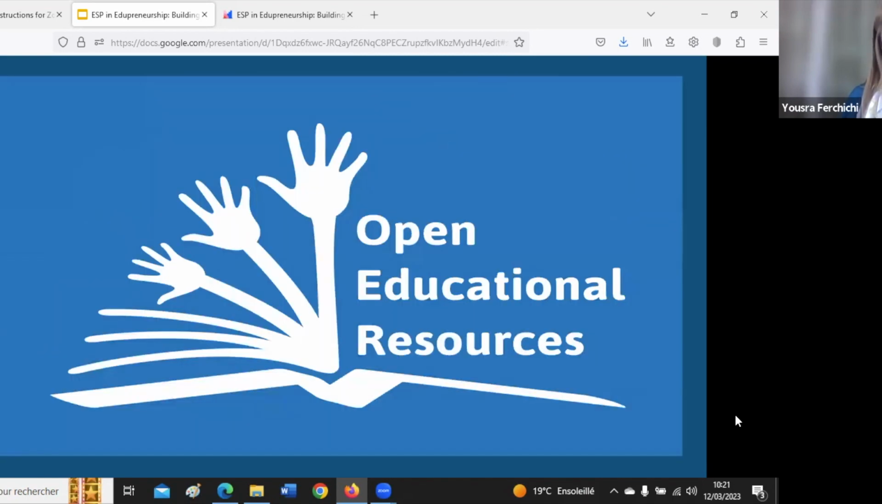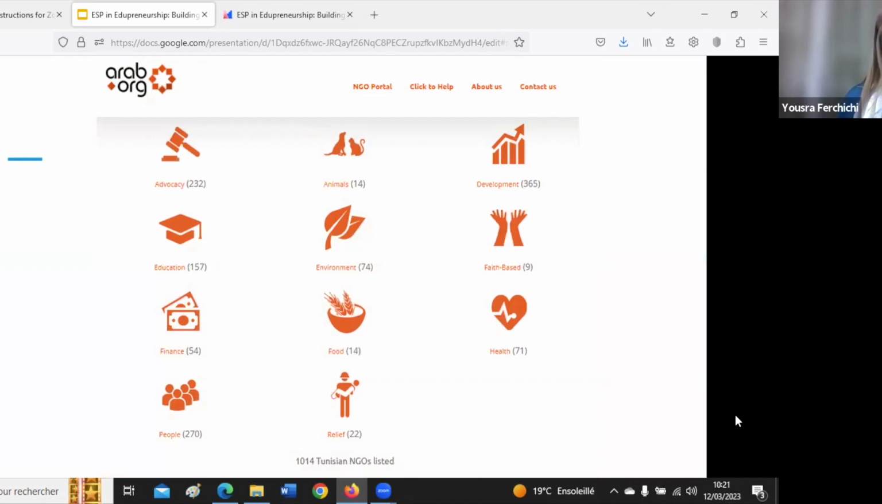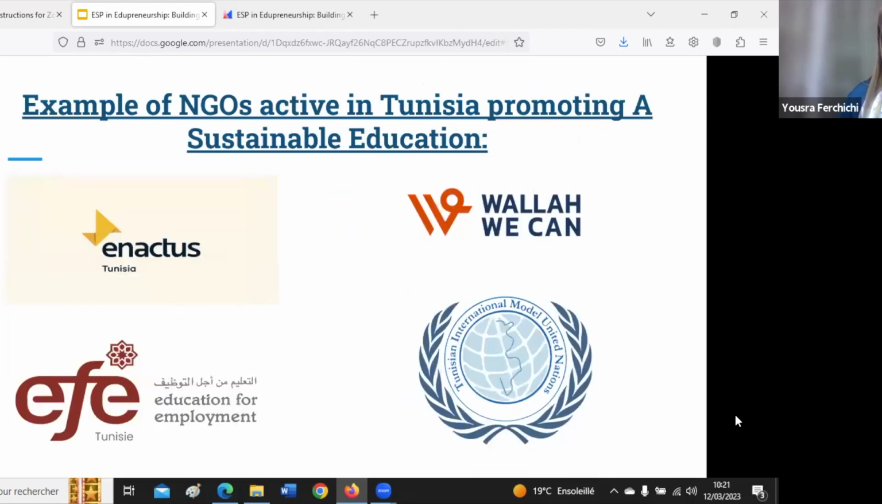Now we're talking about open educational resources, inclusiveness, information available at hand. So now it's up to the learner to learn or not. And as you can see, we started talking about education outside the frames of the classroom. In the Tunisian case here, students learn in NGOs. We have 157 NGOs focusing on improving education, or working within the educational framework.